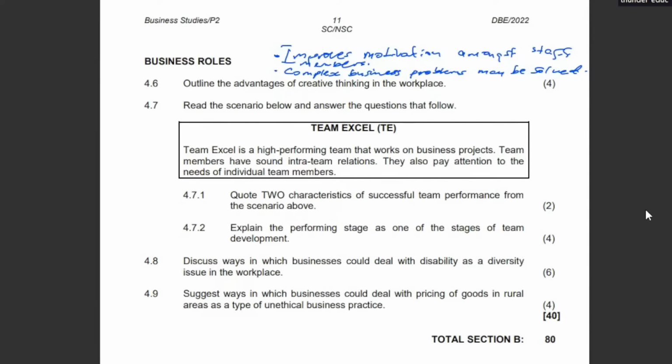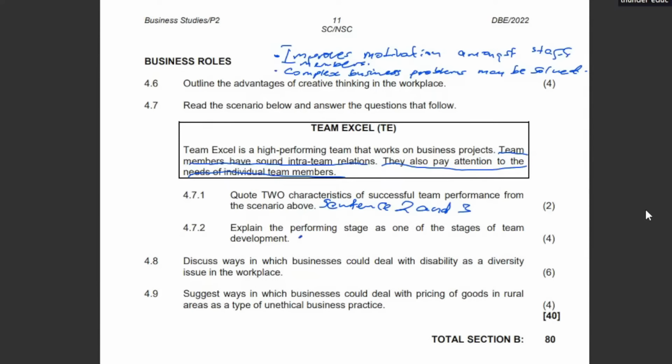Remember when the question says quote, the expectation is to come up with the sentence from the scenario exactly the way it is. You don't change anything. So here we have sentence 2 and sentence 3. Two and 3. So explain the performing stage as one of the stages of team development.